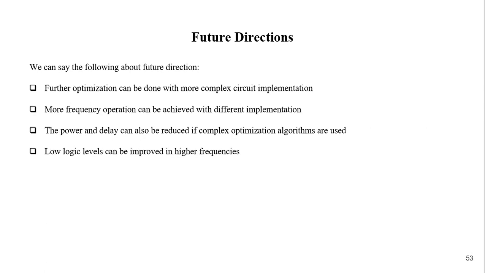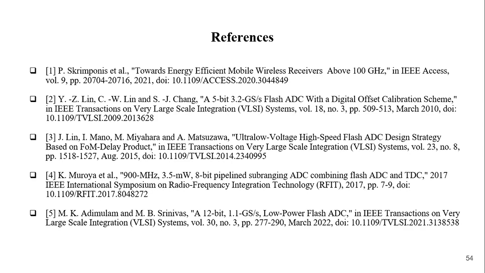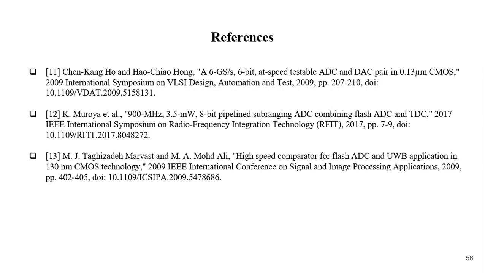So for the future direction, as we have said, for the limitation it cannot perform beyond 9 GHz. So in future directions, if further optimization is done, then higher operating frequencies can be achieved, and also the power and delay can be reduced through other complex optimization algorithms, with good output high and low logic levels. These include all the references we used.